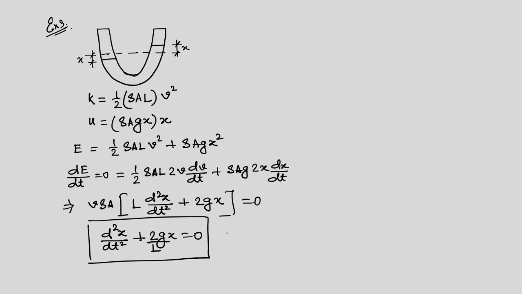So, in this case, what is the natural frequency? Omega square, it is twice g by capital L. And what is the time period? It is 2 pi by square root of L by 2g.